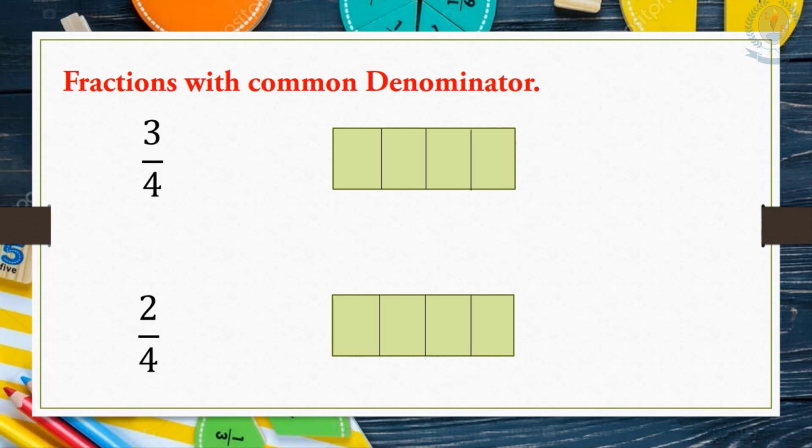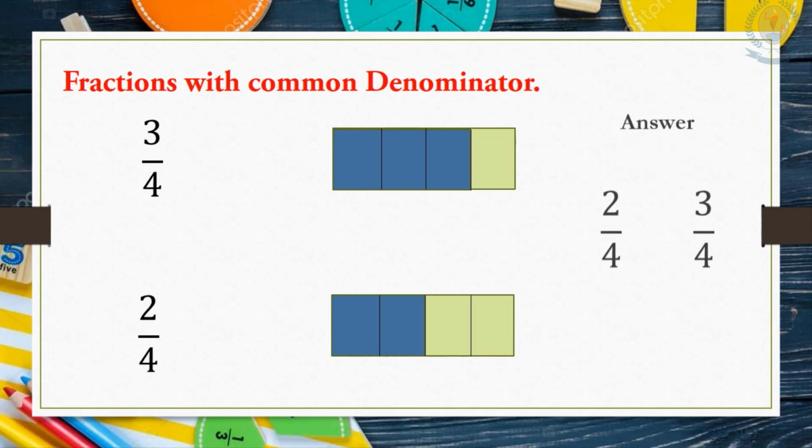Our next topic is fractions with a common denominator. The fractions 3/4 and 2/4 have the same denominator. That means the same number of equal parts into which the whole is divided. We call it a common denominator. Then 3/4 is greater than 2/4.